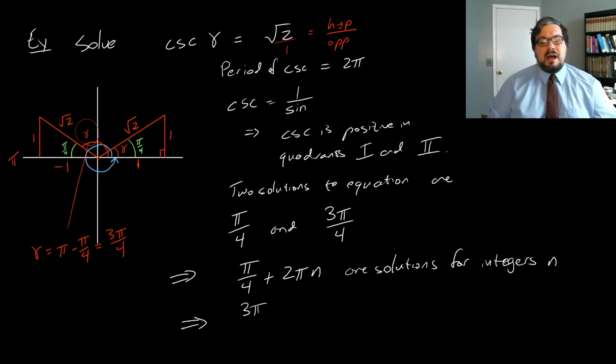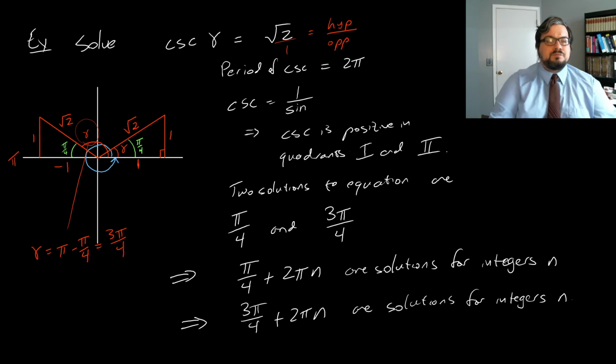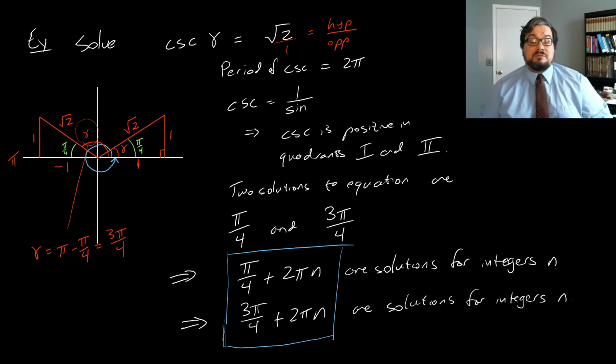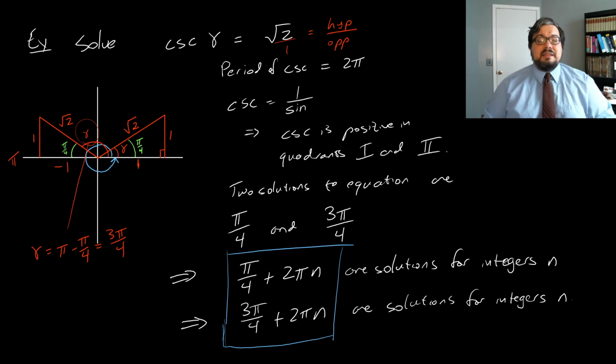And similarly, 3 pi over 4 plus 2 pi n are solutions for integers n. And that's actually our solution to the problem. This is how we'll want to write down the solution here. The equation cosecant gamma equals square root of 2 has infinitely many solutions, but they all lie in one of these two families. They all look like pi over 4 plus 2 pi n for some n, or 3 pi over 4 plus 2 pi n for some n.